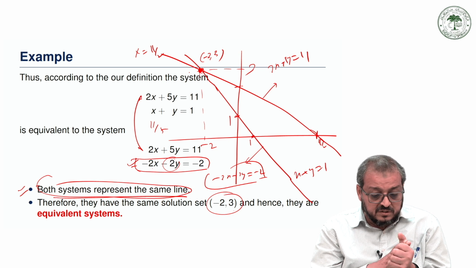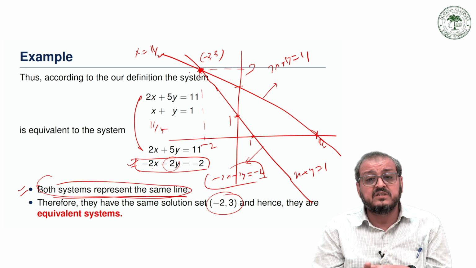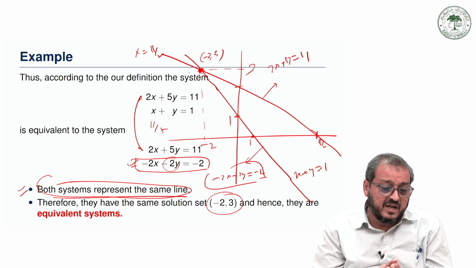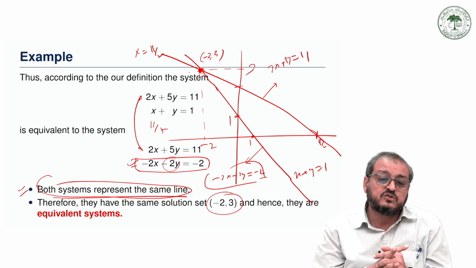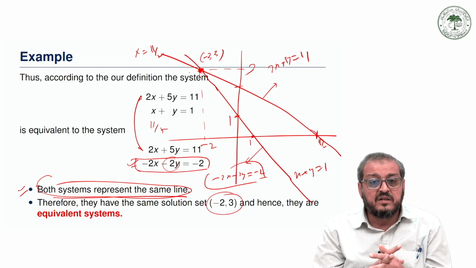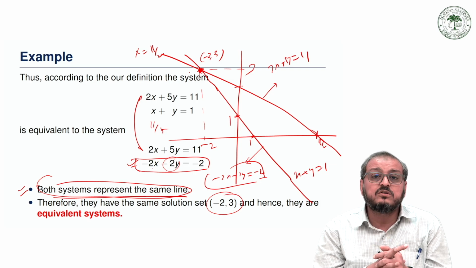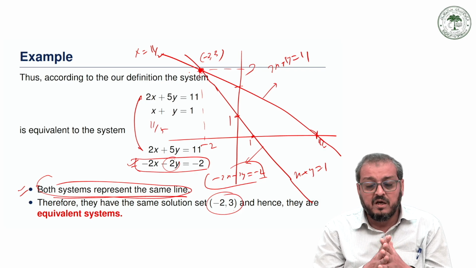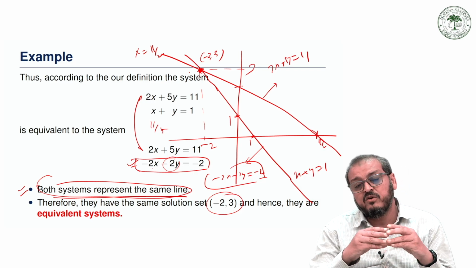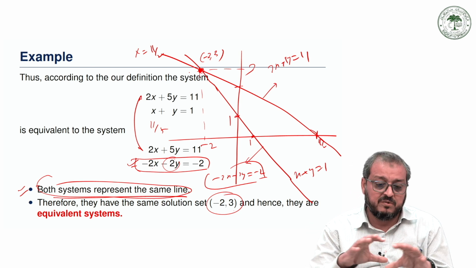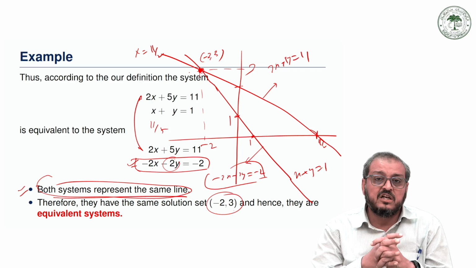Okay, now let's move to the next step: how to solve a system of linear equations. There are various methods for solving a system of linear equations, and one of them is the Gauss elimination method, also called the elimination method. I will explain it a little bit here, and in the next class we will discuss the details of the Gauss elimination method.